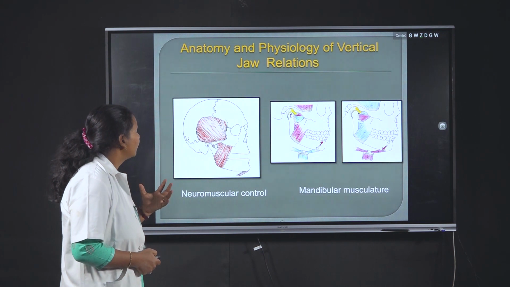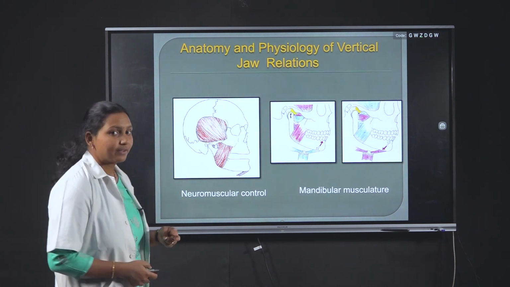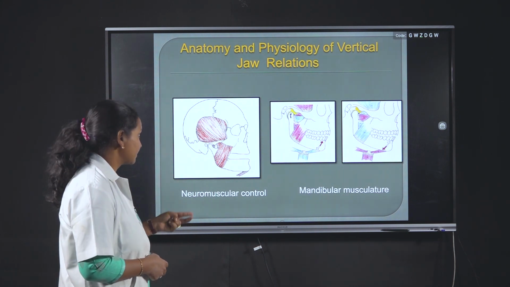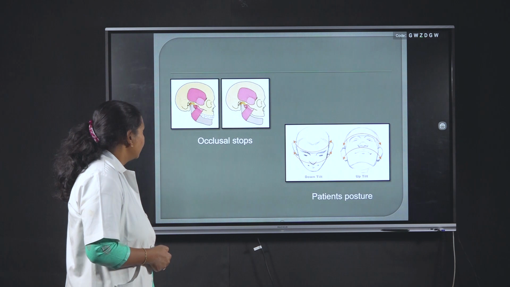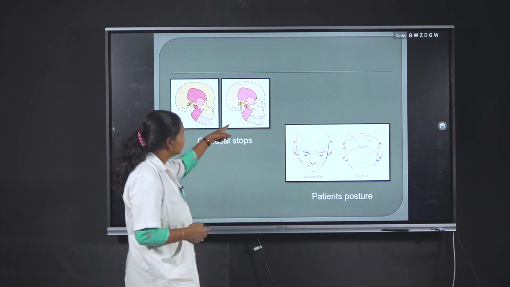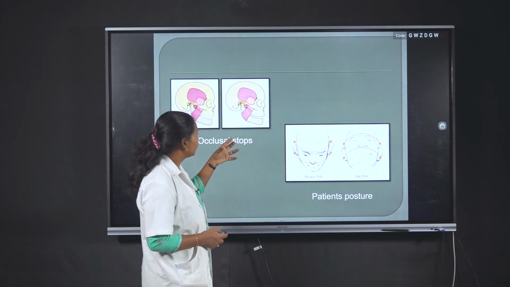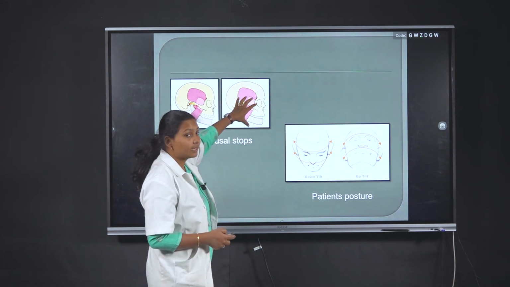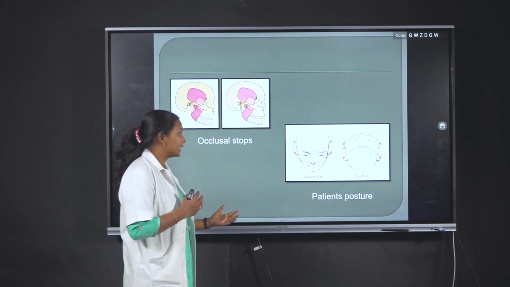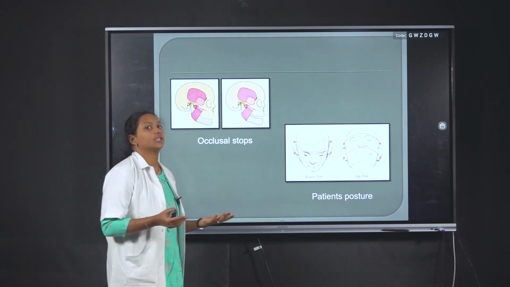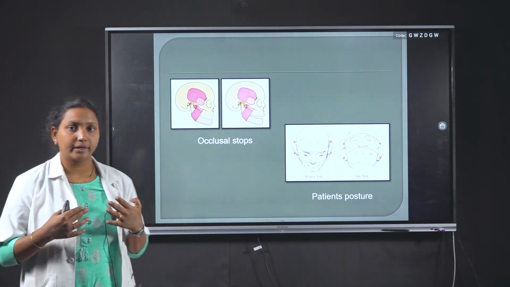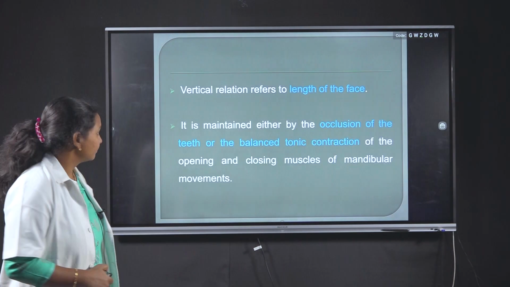For any jaw relation, two factors are important: neuromuscular control and mandibular musculature. This is the picture with teeth, with occlusal stops, and this is without teeth, where we don't have occlusal stops, but still the vertical dimension is maintained by the muscles. This physiological rest position will change with head position, so it should always be recorded in the upright position.